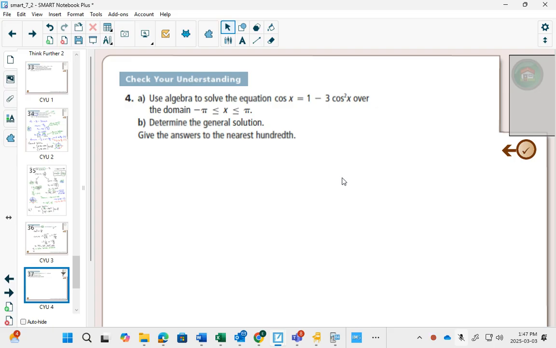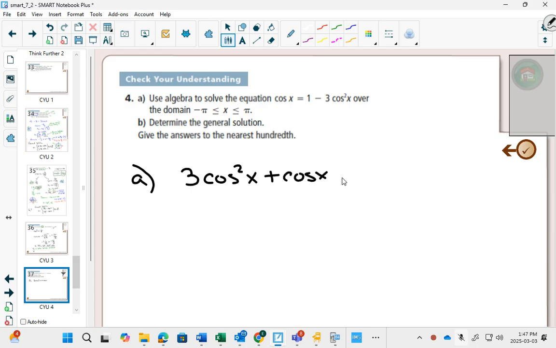So use algebra to solve. And I notice it's quadratic. So first of all, quadratic equations we solve by making one side equal to 0. So I move everything over to the left-hand side. And we want to solve. It's quadratic, so either we have to factor or use the quadratic formula.